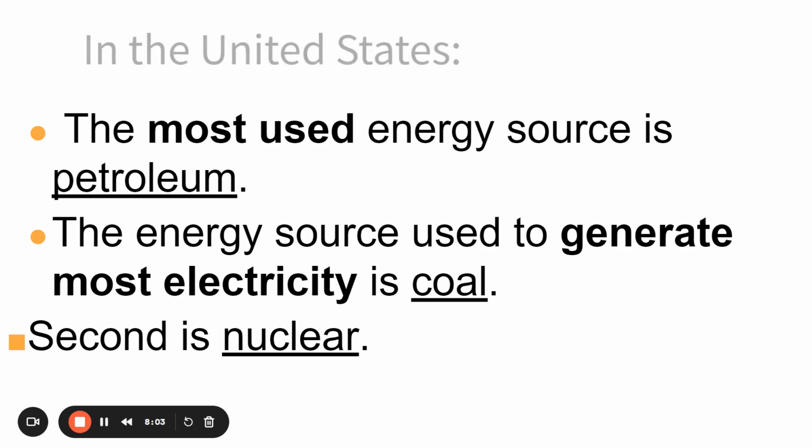And within the United States, the most used energy source is petroleum. But for electricity specifically, that source is coal. Petroleum is most commonly used to power cars and buses and things like that. But if we specifically look at electricity, it is coal. The second most common energy source is nuclear energy. And actually, there are places in the world where nuclear energy is their number 1 energy source, which is really interesting.